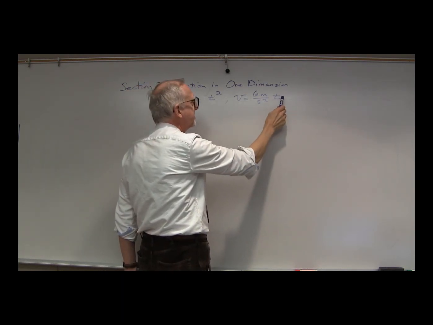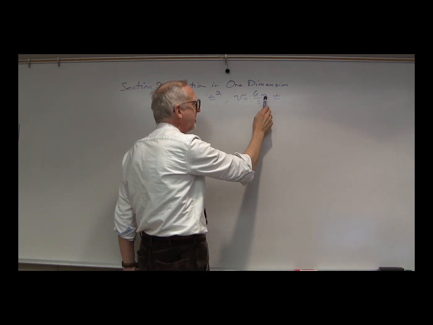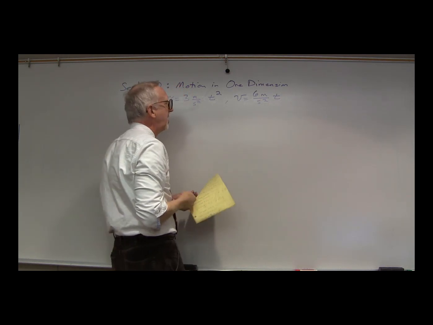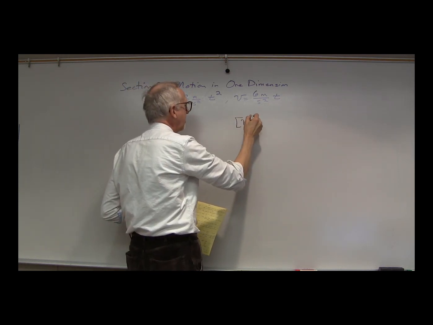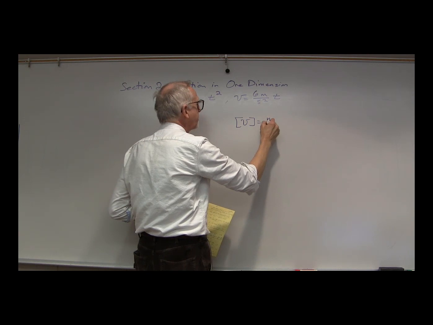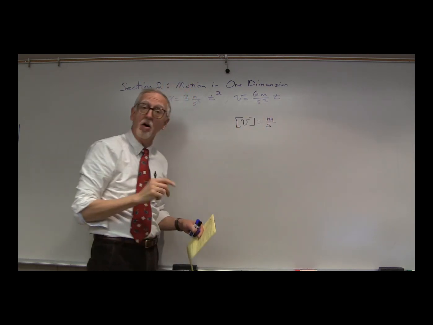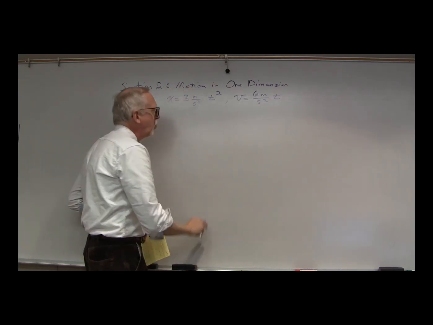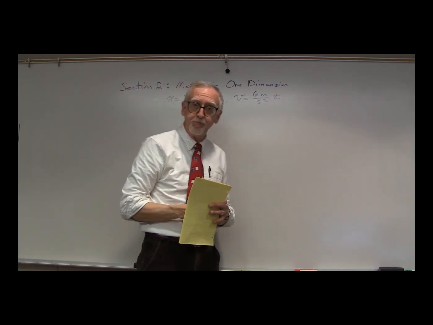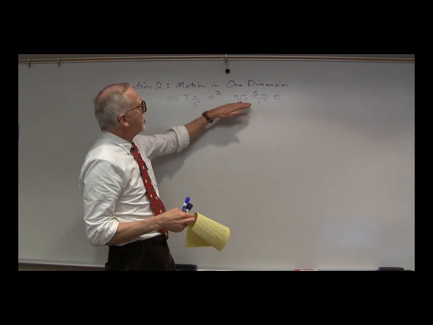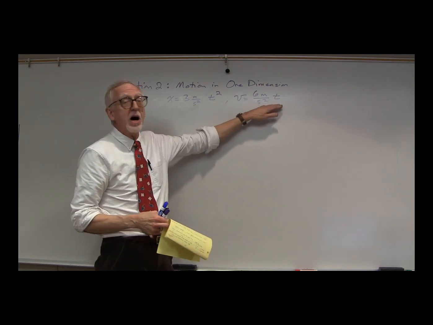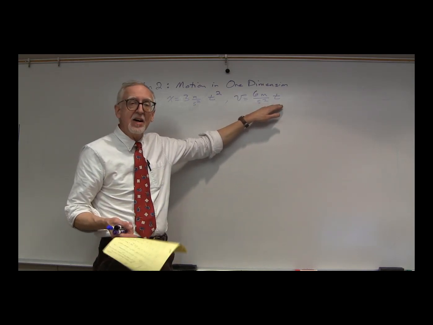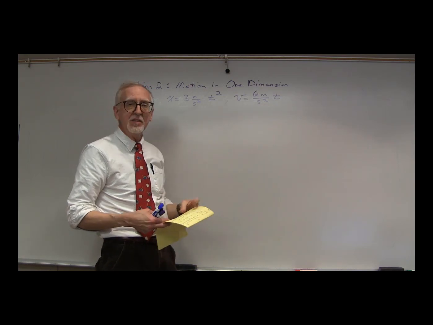Here, if t is in seconds, one of the seconds cancel, and we'll end up with the units of velocity are meters per second, and that works out also. That's exactly what we would hope, so that's good. What do we notice about this motion? First of all, we notice that the velocity is not constant. As time increases, the velocity increases.